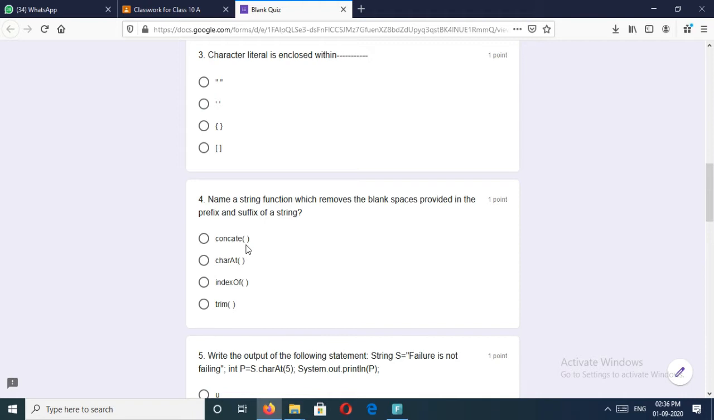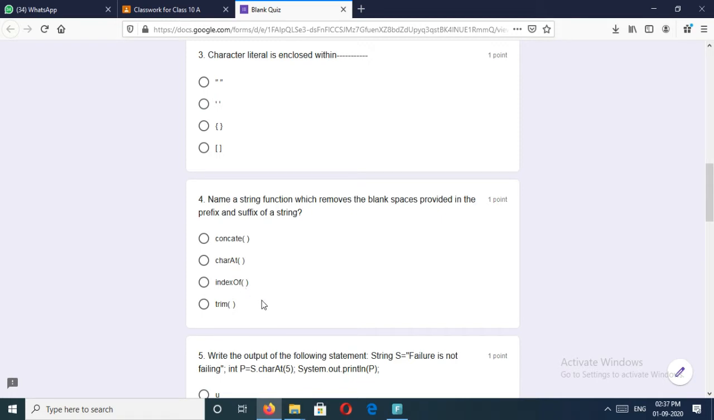What is the use of the concat function? This function is used to join two strings. What is the use of the charAt function? This function is used to find the character from the given position. Okay. And indexOf.